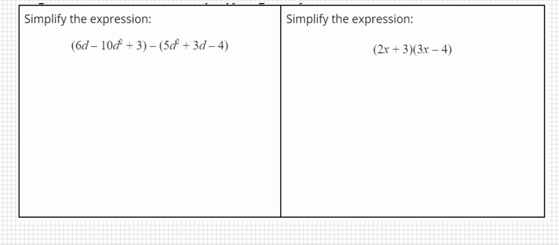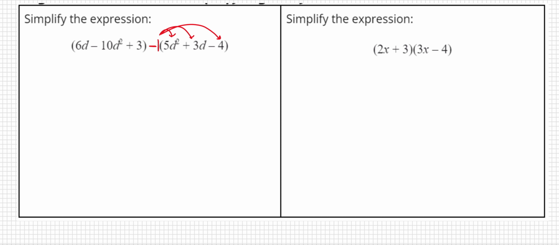Whenever I am subtracting a whole polynomial expression, I find it very helpful to distribute the negative to help me keep track of the positives and the negatives. So I'm going to imagine that there's a negative 1 that's being multiplied to all of the terms in this polynomial.